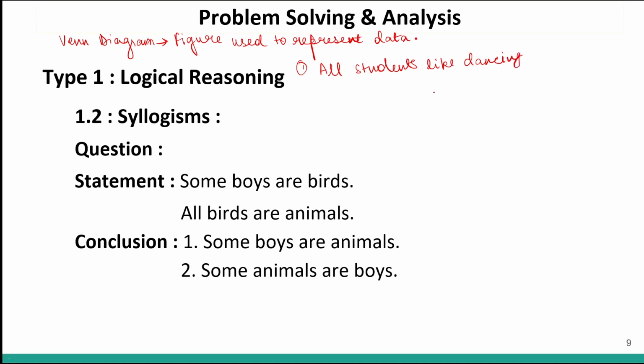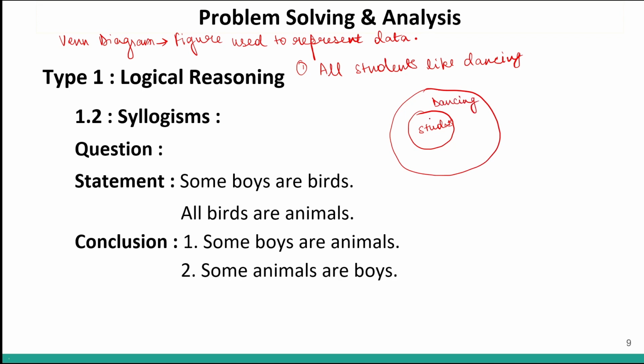Okay, so the first possibility is all students like dancing. So if this is my students, this will be my dancing. This is how we will represent this data.